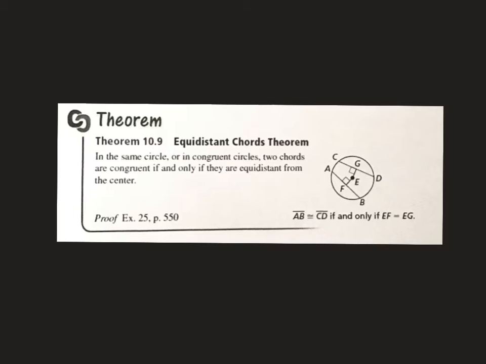The last theorem in this section is Theorem 9, the equidistant chords theorem, which says in the same circle or in congruent circles, two chords are congruent if and only if they are equidistant from the center. So equidistant means they have to form a right angle. If from the center of your circle to those chords don't form a right angle, you can't use this theorem. But if we know GE and EF are the same distance, then we know AB and CD are going to have the same length.